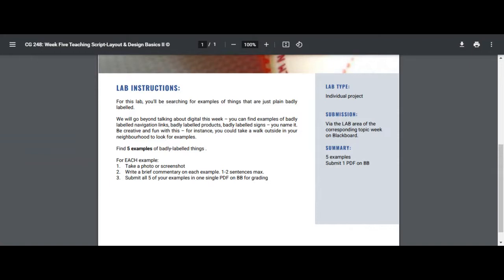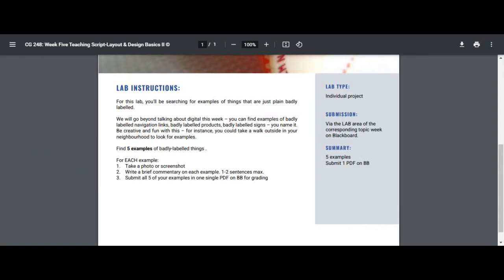Tell me what it is, where you found it, the context around that particular product, and submit all 5 of your examples into one single PDF on Blackboard. And then you also want to tell me why you think it's bad, and is there even a solution? Is there another way that they could have done it as well?